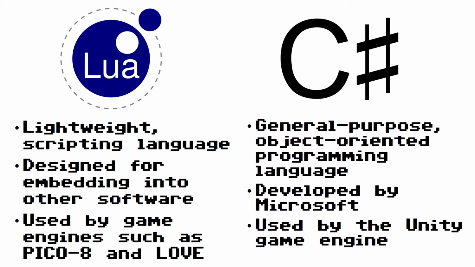I've chosen Lua because it is a lightweight scripting language. It's designed for embedding into other software, and it is used in game engines such as Pico 8 and Love. C#, on the other hand, is a general-purpose object-oriented programming language, and it is developed by Microsoft, and it's widely used in the software industry. It is also the programming language of choice for the Unity game engine.